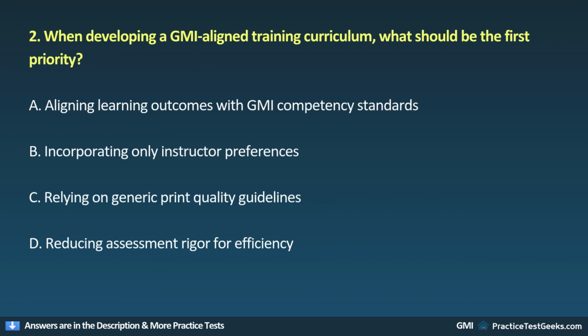2. When developing a GMI-aligned training curriculum, what should be the first priority? A. Aligning learning outcomes with GMI competency standards. B. Incorporating only instructor preferences. C. Relying on generic print quality guidelines. D. Reducing assessment rigor for efficiency.